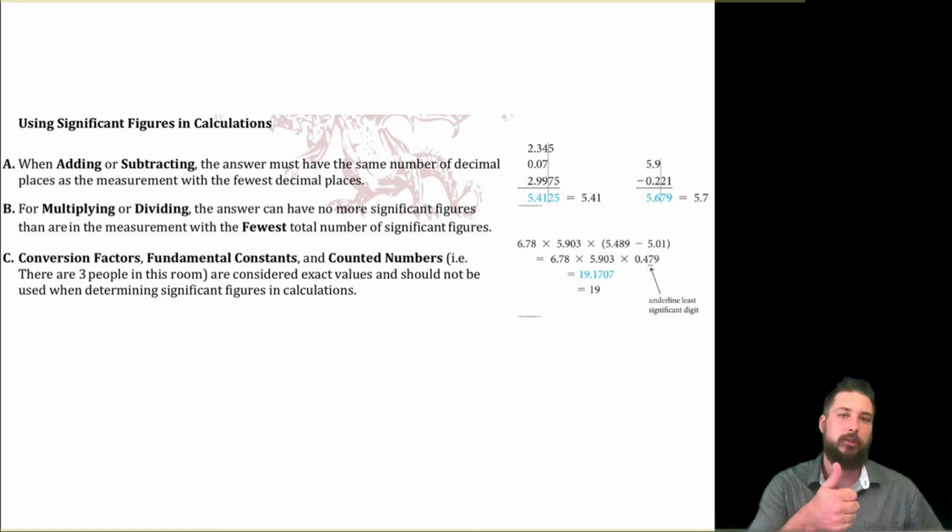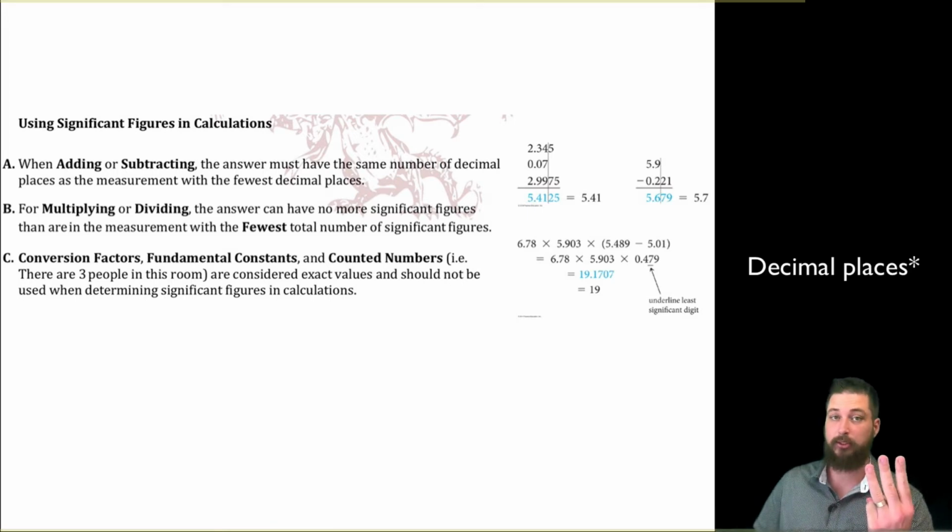The first thing we want to consider is when adding and subtracting, the answer must have the same number of decimal places as the measurement with the fewest number of decimal places. Now, I'm going to say that rule is somewhat incomplete, and we're going to look at that later. But essentially, if we take a number that has 3 decimal points and we add it to a number with 2 decimal points, then the answer can only have 2 decimal points.